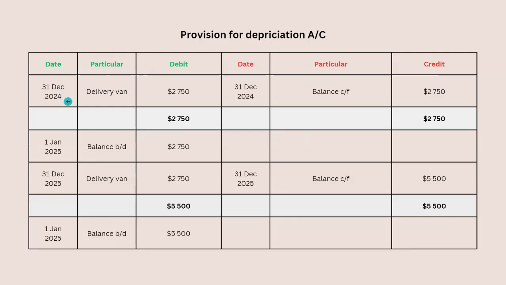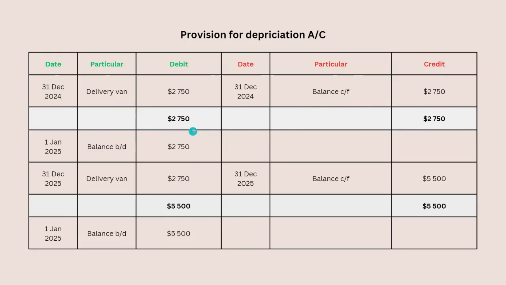So on 31st December 2024, we had a delivery van, and we have put a depreciation of 2750. On the other side, we're carrying it forward so that the debit balance and credit balance are equal. So I took this balance and carried it forward to shift it to the next year. The books are balanced. Now, this balance in the next financial year is presented as balance brought down, because the accounting for 2024 is done and I'm going to start with 2025.